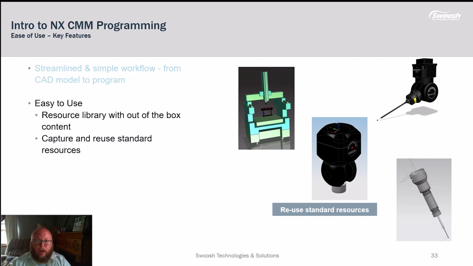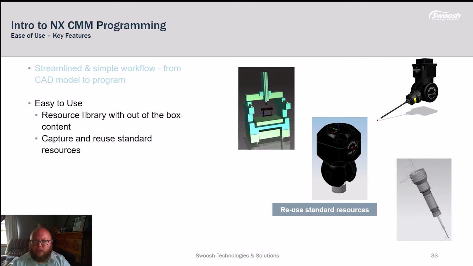We have a great number of resources out of the box. So we have very common machines: Wenzel, Brown and Sharp. I'm trying to think, Mitutoyo, Zeiss. A lot of out of the box CMMs available. And if you have any others that you need, we can certainly work with you to build those machines, as well as all the different stylus that's available.